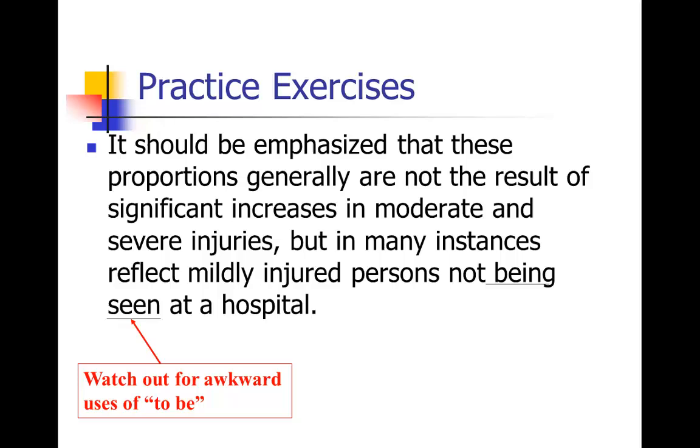And then we get this kind of awkward use of the verb to be. This is sort of a long sentence, and you don't have the context from which this sentence came, so you might have to sit there and wrestle with what it is exactly that the authors were trying to say. So I kind of stepped back from this one and said, well, what is it exactly that they were trying to say? Well, they're trying to say that there's been a shift in proportions of injuries, that is, that there seem to be more moderate and severe injuries, at least the data seem to show that, compared with mild injuries. But what they're telling you is that that shift in proportions doesn't reflect a real increase in moderate and severe injuries, but it is something to do with how many people actually show up at the hospital. The mildly injured persons maybe aren't insured, and so they're not coming to the hospital anymore. So that's the gist of that sentence.